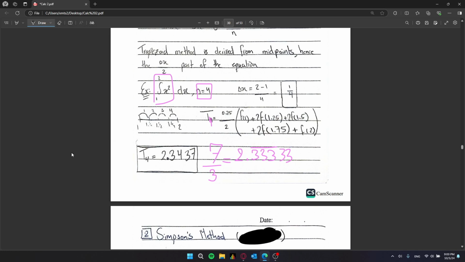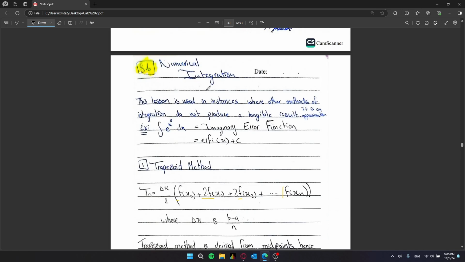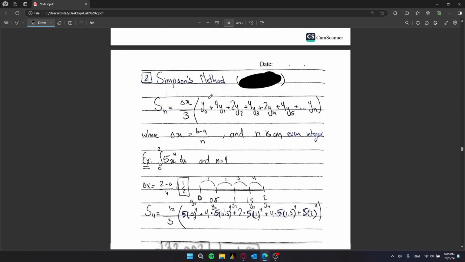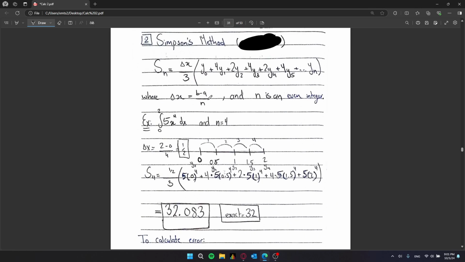That is the downside of using numerical integration. You are getting as close as you can to the answer without actually reaching the answer. Now, the Simpson method is also similar to the trapezoidal method, but it's going to have a few differences in the coefficients and the denominator in here.